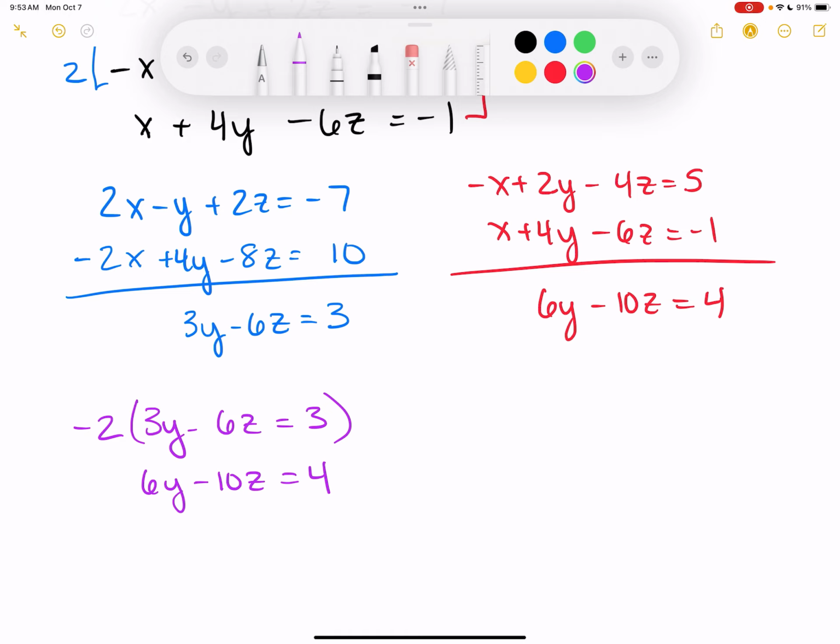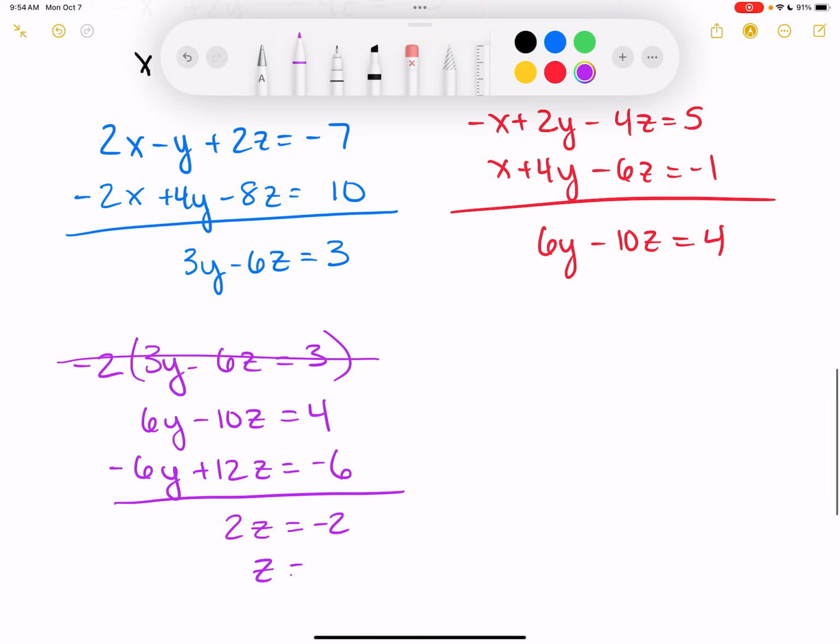So then I'm not going to rewrite this bottom one, I'm just going to rewrite the top one. So negative 6y plus 12z equals negative 6. I'm just going to put a little line through that one. So now I've got 2z equals negative 2. So z equals negative 1. I've solved for one variable. Only one so far. This is where it gets easy. You've done the hard part. This part was the hard part, I would say.